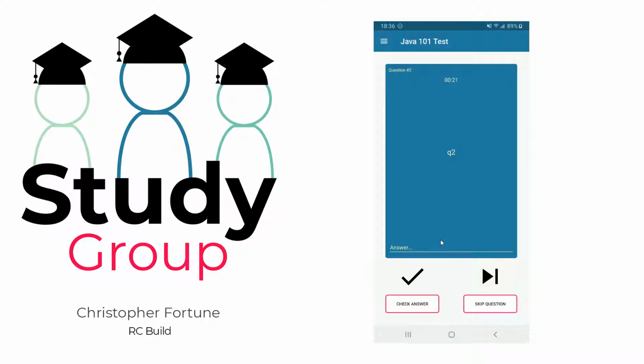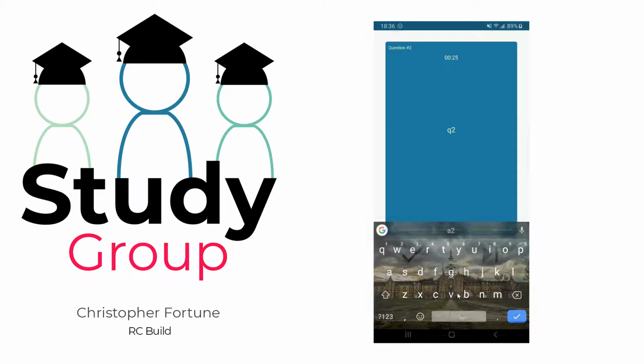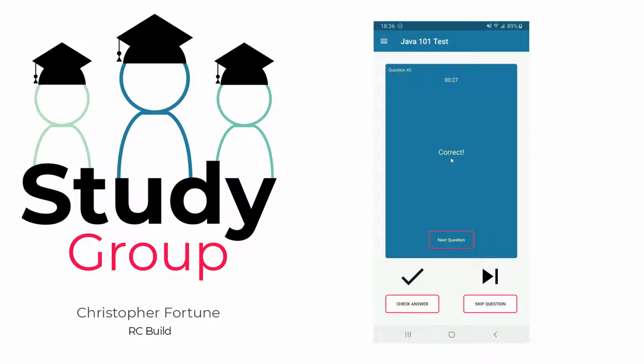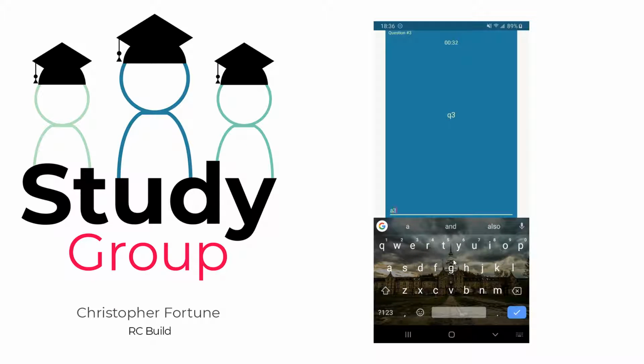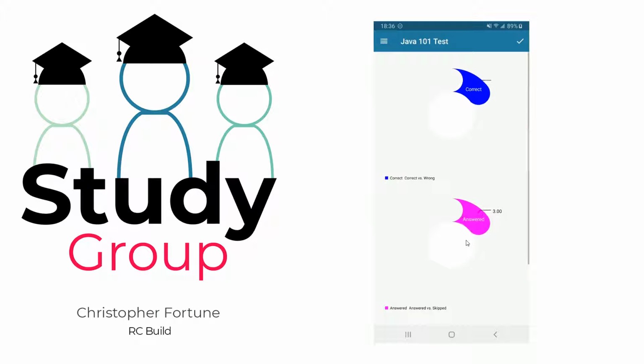Let's press next. Let's give it the correct answer again. We'll check it. It's correct. Let's go to the next question, fill in the correct answer here, and check. As you can see, the question is determined correct. So let's press next.